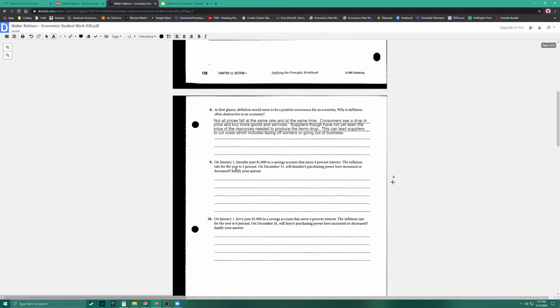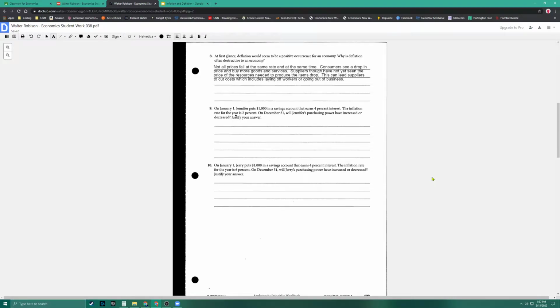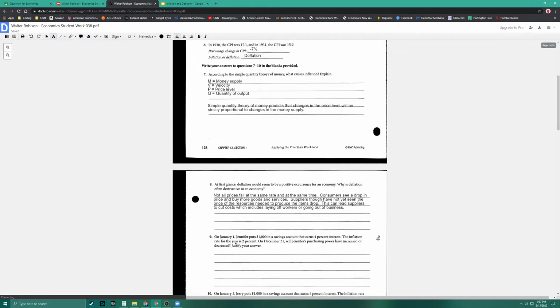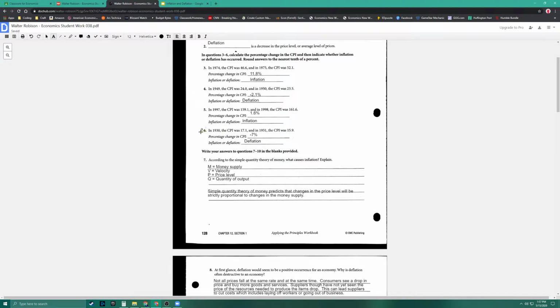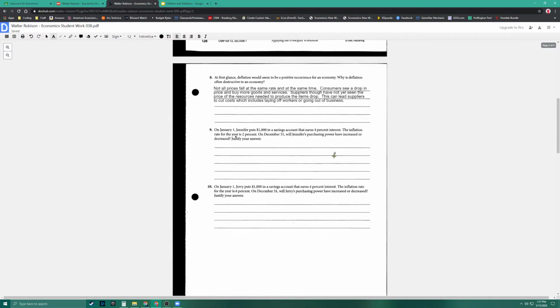All right. Question 8. At first glance, deflation would seem to be a positive occurrence for an economy. Why is deflation often destructive to an economy? Well, if you are paying attention, question 6 says in 1930 the CPI was 17.1 and in 1931 the CPI was 15.9. Percentage change was negative 7%, and that was deflation. And these are actual numbers too, by the way, historically accurate. So this is the Great Depression. We have deflation. What was the number one problem during the Depression? Unemployment. Okay, so question 8, the way you would answer it is that not all the prices are going to fall at the same time.